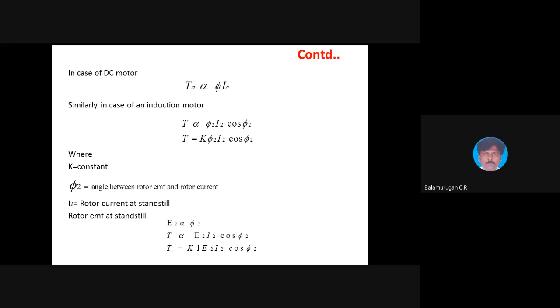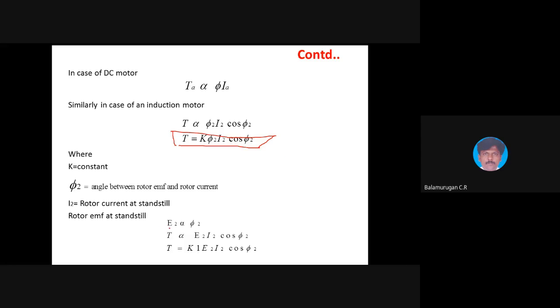K will have a small formula, we'll discuss, where K is the constant, and phi 2 is the angle between the rotor EMF and current. Due to the short circuited rotor, the EMF is going to be generated on the rotor part. That angle between the rotor EMF and rotor current we call phi 2. If you are not including S, it is represented as the starting condition or standstill. So in this torque equation, this is the torque equation of the induction motor, with reference to the DC.